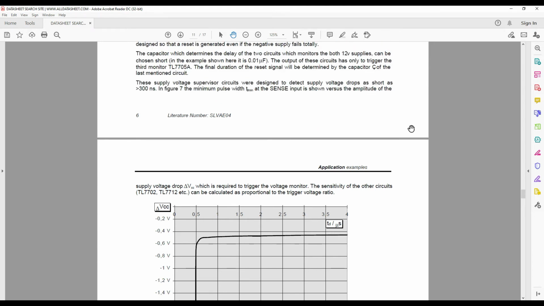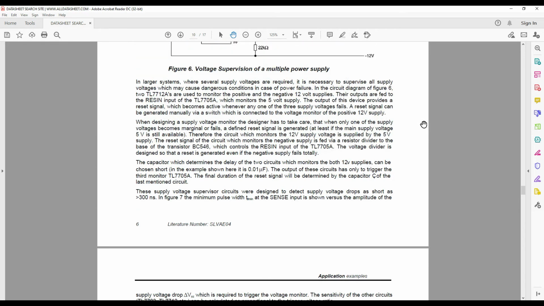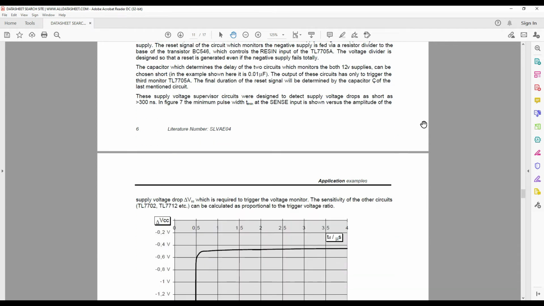These supply voltage supervisor circuits were designed to detect supply voltage drops as short as 300 nanoseconds. In Figure 7, the minimum pulse width at the sense input is shown versus the amplitude of the supply voltage drop, delta VCC, which is required to trigger the voltage monitor. The sensitivity of the other circuits, TL7702, TL7712, etc., can be calculated as proportional to the trigger voltage ratio.